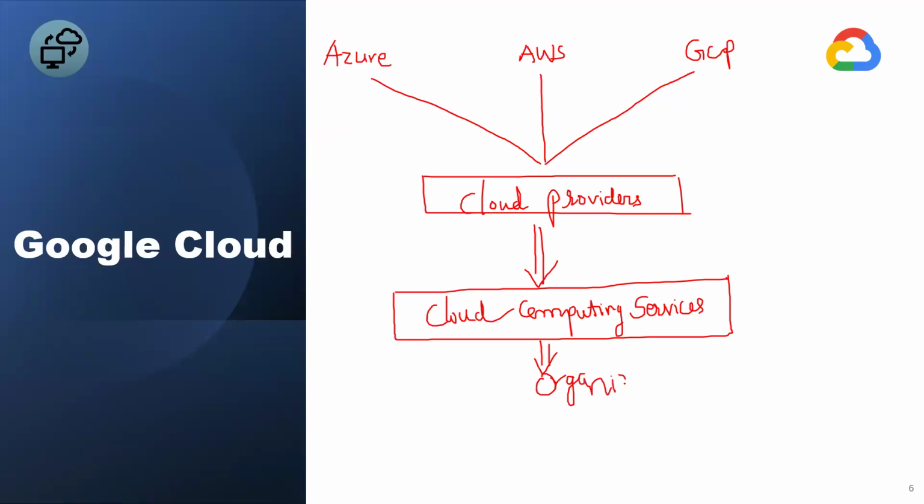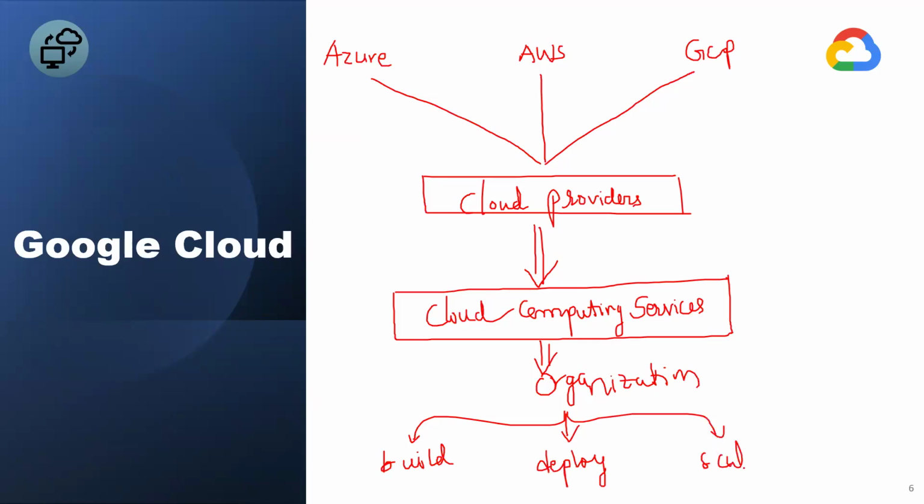These services are very useful for the organizations to build the application, to deploy the application, to scale the applications in cloud platforms. Okay, so this is what the cloud providers do, sir. Any cloud provider you take, whether it is Azure or GCP or AWS. So one of such cloud platforms we are looking at is GCP, sir.